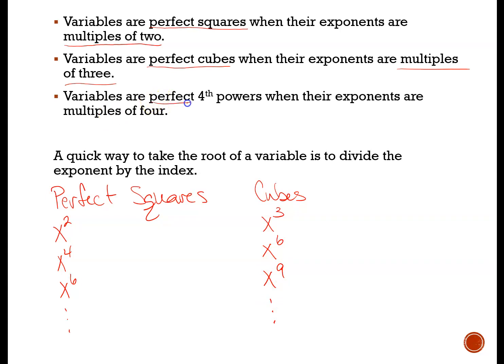Variables are perfect fourth powers when exponents are multiples of 4. So perfect fourth powers would be x to the 4th, x to the 8th, x to the 12th, and so on. And we could certainly keep going to perfect fifth powers and on and on. Now here's an important statement. A quick way to take the root of a variable is to divide the exponent by the index.